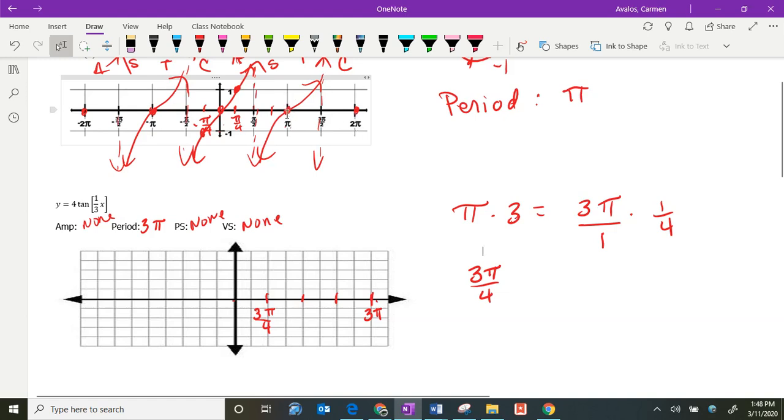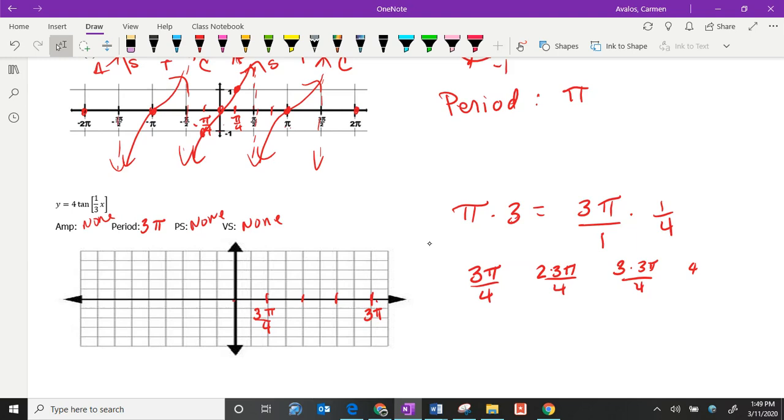It's equivalent to this pi right there. Okay, so then that's 3 pi over 4. And so we could count, the next one's going to be 2 times 3 pi over 4. And then the next one's going to be 3 of them, 3 pi over 4. And then the next one's going to be 4 times 3 pi over 4.